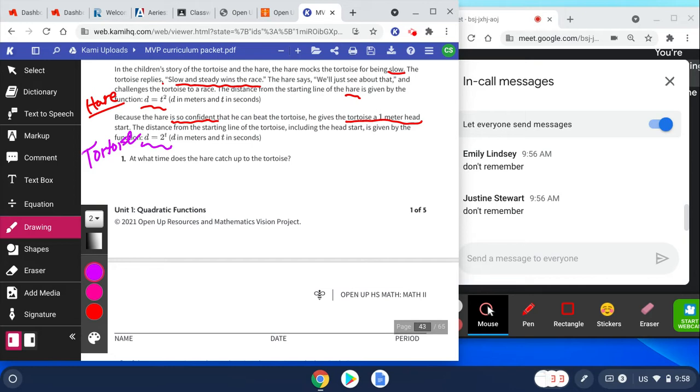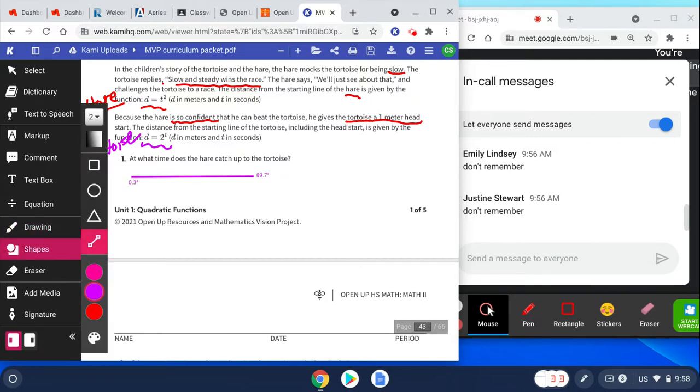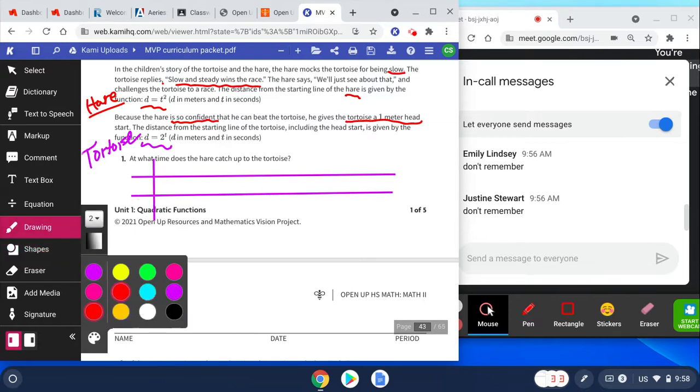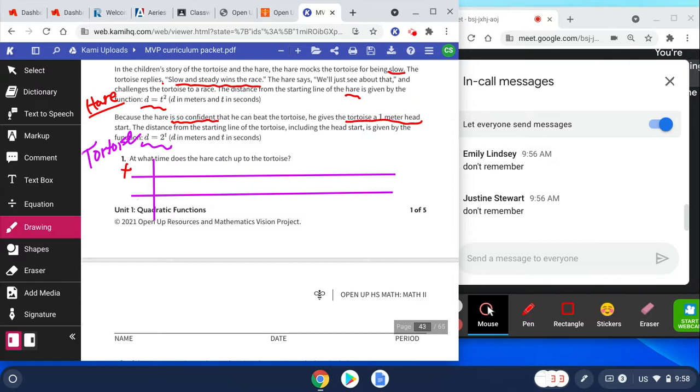Okay, so at what time does the hare catch up to the tortoise? I'd like you guys to take a second to make me a quick table. Okay, in this table at the top, we're going to have the time in seconds.